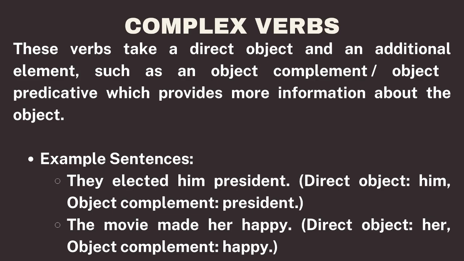A complex verb, on the other hand, takes a direct object and an additional element such as an object complement, object predicative, which provides more information about the object. Examples in sentences are, they elected him president. The direct object here is him, while the object complement is president. Second example, the movie made her happy. The direct object is her, while the object complement is happy.